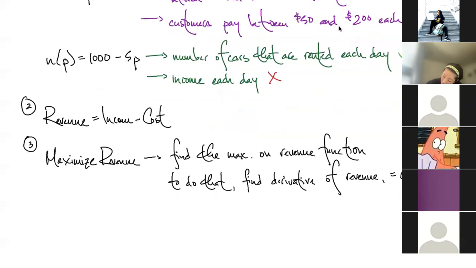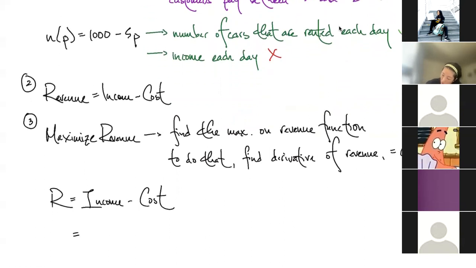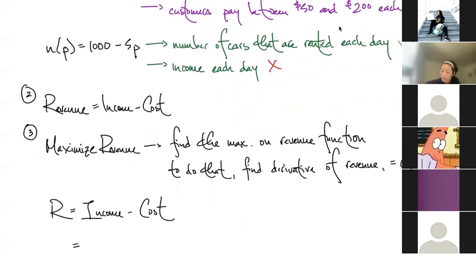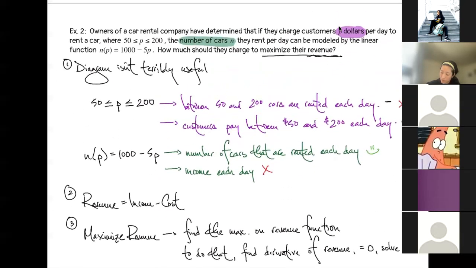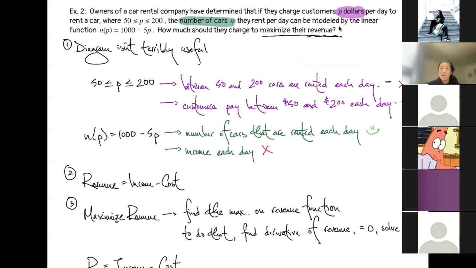So let's get our revenue equation. So revenue equals income minus cost, okay? Now, what can we use to represent our income? So let's look back at the problem for a moment. What can we use to represent the income? Like how much money do the owners of this car rental place actually make every day?